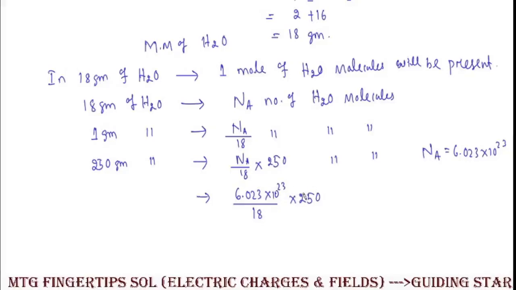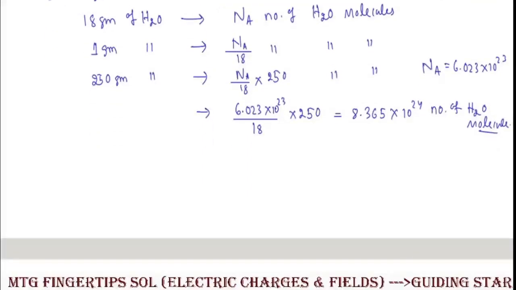Clear. So in this particular case, if you do this calculation, it comes out to be 8.365 into 10 to the power 24 water molecules. That means in 250 gram of water, 8.365 into 10 to the 24 water molecules will be there.